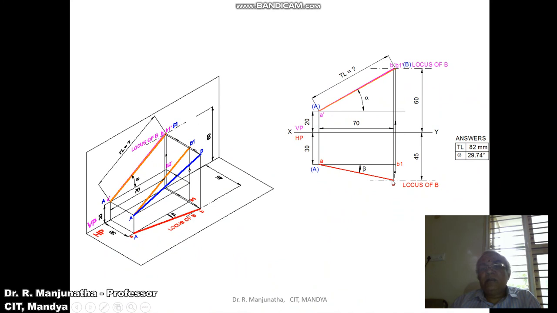So that is what we have shown here. We are rotating this AB line, the top view line, and making it parallel to VP. So AB1 is parallel to the XY line in the top view. Its corresponding view in the front view is going to be the true length. So A dash B1 dash will be in true length. So this is capital A and this is capital B.